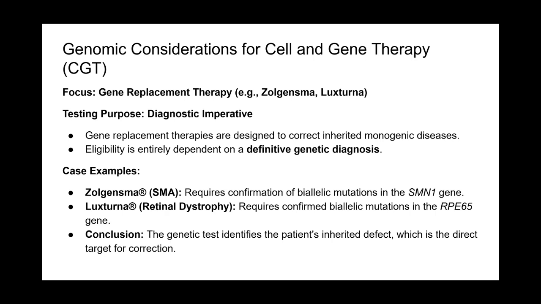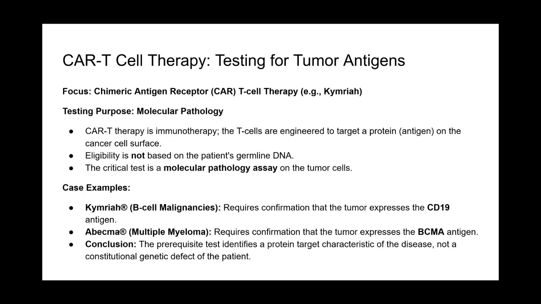Casgevy, exagamglogene autotemcel, and Lyfgenia, lovotibeglogene autotemcel, are gene therapies for sickle cell disease, which is caused by mutations in the beta-globin (HBB) gene. In these cases, the genetic test is fundamentally diagnostic. It identifies the patient's inherited monogenic defect, which is the direct target that the therapy is designed to correct.